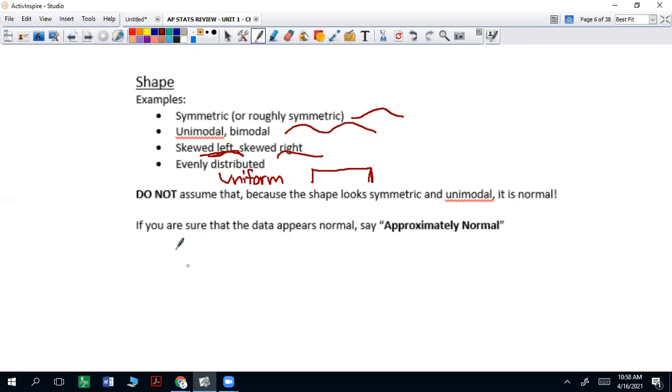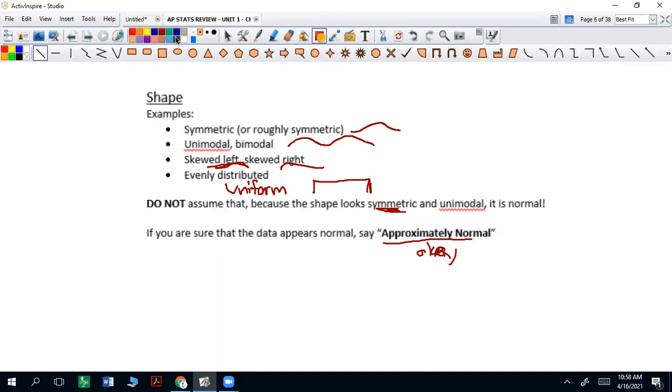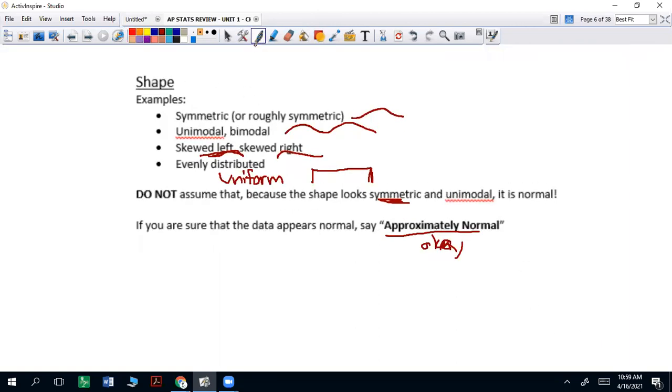And then again, like I said, don't assume that it's going to be normal. Okay, if it looks symmetric, it's not normal unless you're told it's normal. Now you can say it might resemble approximately normal. That's okay. But if you throw out the word normal, well, someone's going to say, no, you're not right. So the thing is if you say wrong information, they're going to mark you wrong no matter what.